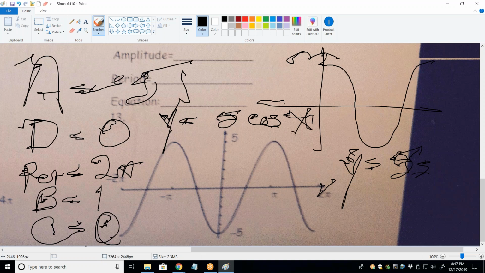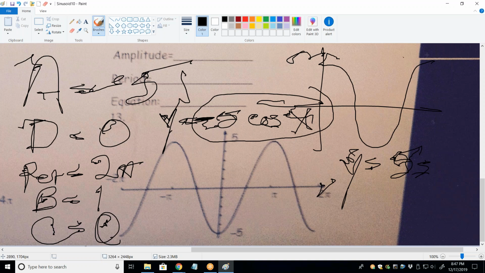Is there any phase shift? Okay. The only problem, what we're missing is a negative sign. In other words, remember what we're looking at is the cosine curve reflected over the x-axis. Well, the way you get that is with a negative sign in front of the function like that. So this is the answer, minus 5 cosine of x.